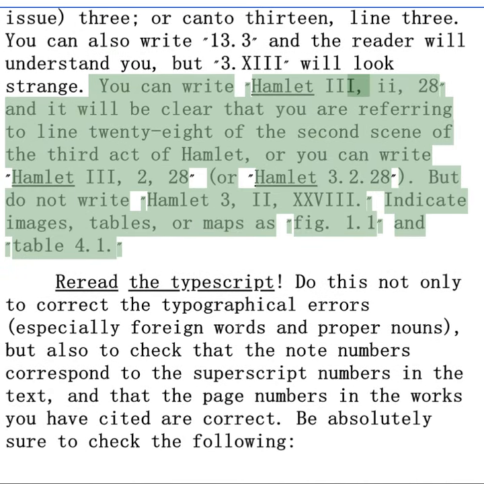You can write Hamlet 3, 2, 28 and it will be clear that you are referring to line 28 of the second scene of the third act of Hamlet. But do not write Hamlet 3, 2, 18ei. Indicate images, tables, or maps as Figure 1.1 and Table 4.1.